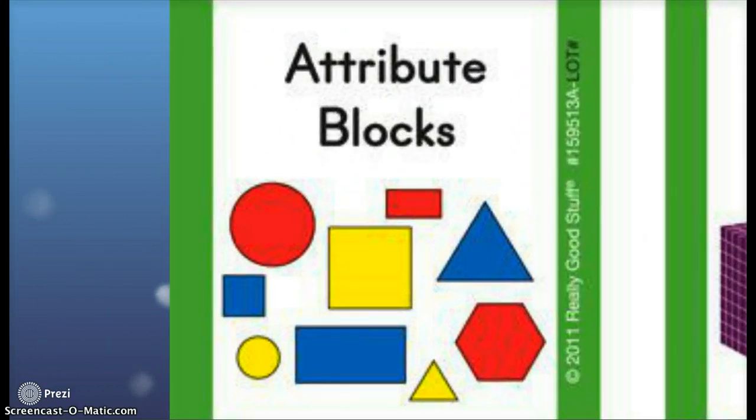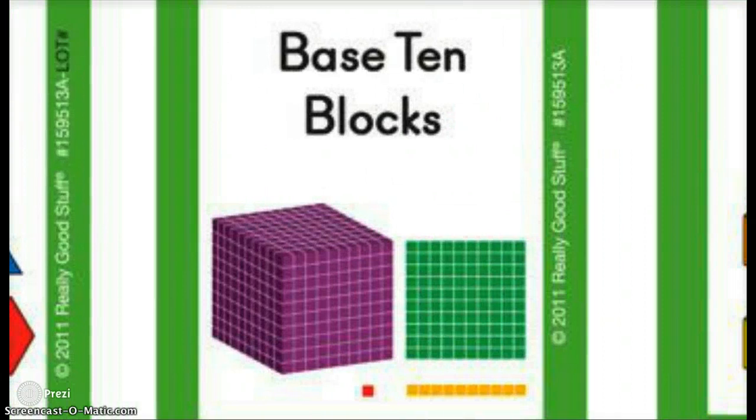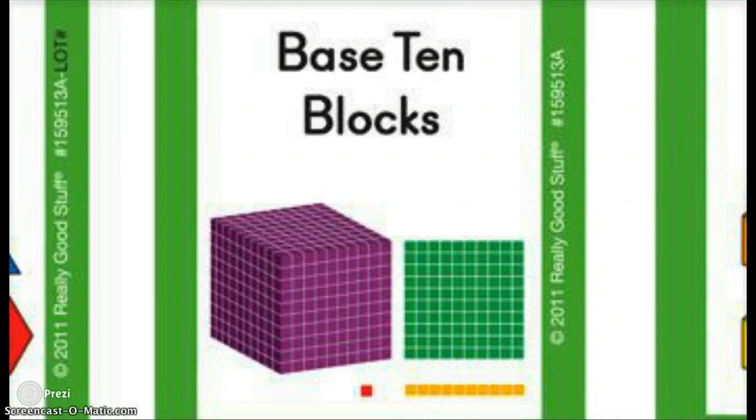Attribute blocks are used to teach shapes, colors, sizes, and many other concepts. They can be used to teach children how to sort by different attributes and for creating patterns as well. Base 10 blocks are used to teach children the concept of place value. Children can use these on a place value mat to make numbers as well as add and subtract. Children learn to trade ones for tens and tens for ones in a hands-on way.